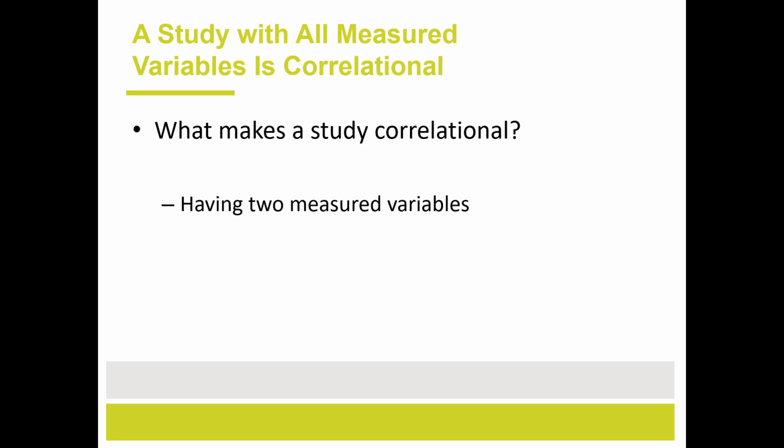So remember, association claims can be graphed using scatterplots or bar graphs, and they can be made using R or t-tests. When making an association claim, the kind of graph you make or the kind of statistics you use aren't important. What is important is having two measured variables.